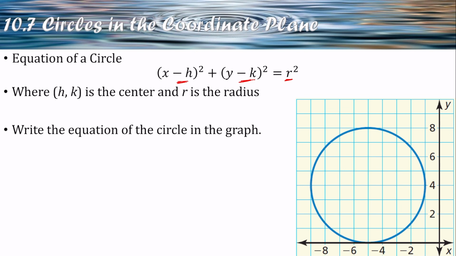So let's write the equation of the circle in this graph. Well, the middle appears to be right there. So our center is (-5, 4). That's h and k. That's the radius. That looks like it's 4.